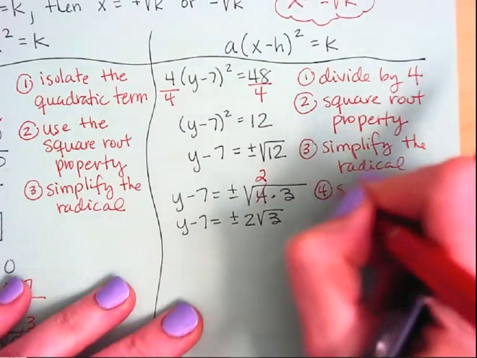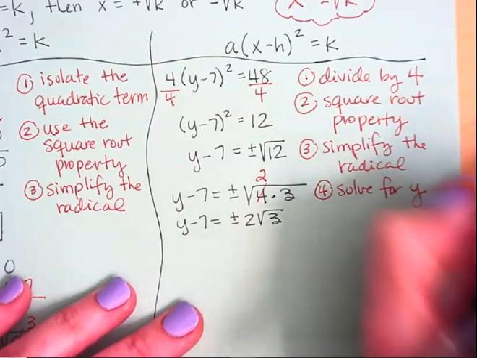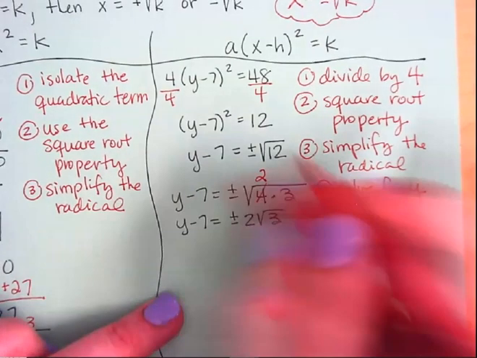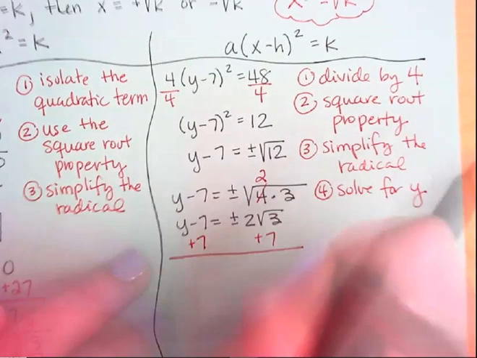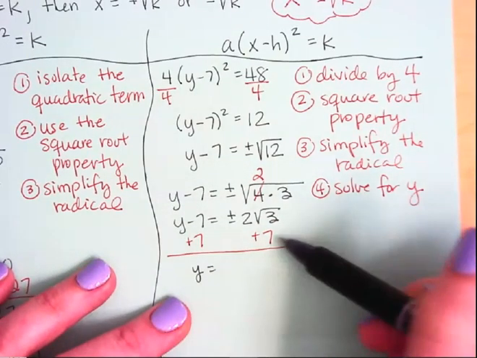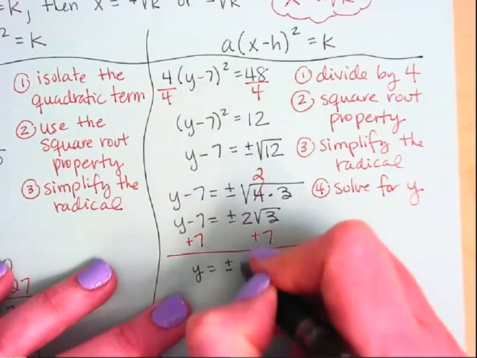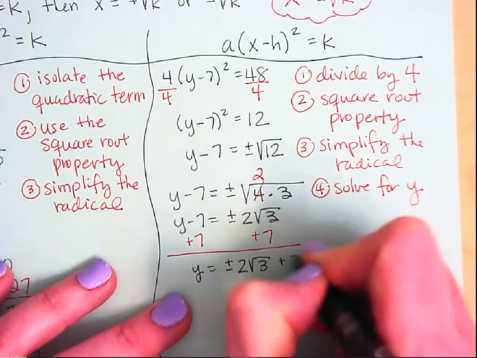And the very last thing is solve for y. So that has a -7. I just need to add it to both sides. Now, because the 7 doesn't have a radical 3, I can't add it to the 2 radical 3. So I just have plus or minus 2 radical 3 plus 7.